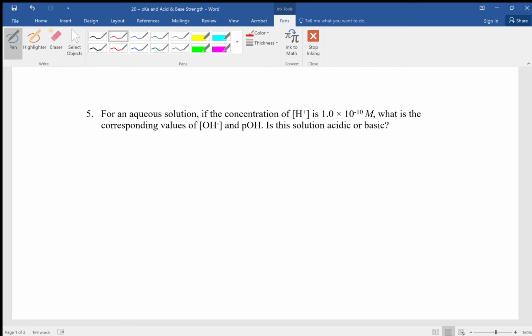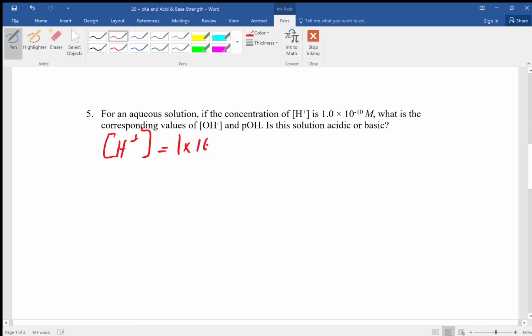All right, question 5 here is very similar to the one that we ended the last set of lecture video with. And that's that we have an H+ concentration of 1 times 10 to the minus 10 molar, and I want you to determine three things. What is pOH? What's the concentration of hydroxide? And is it acidic or basic?